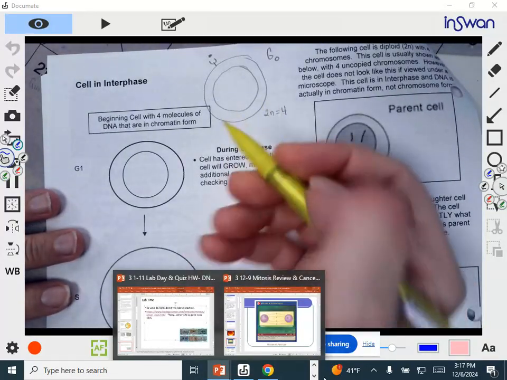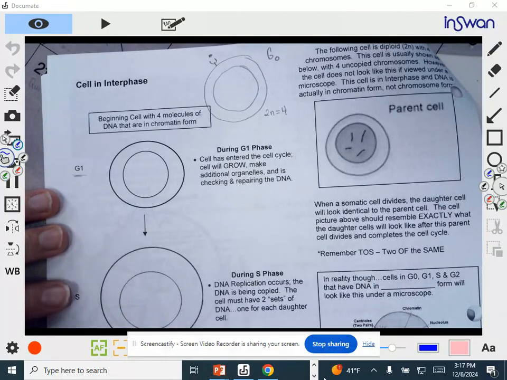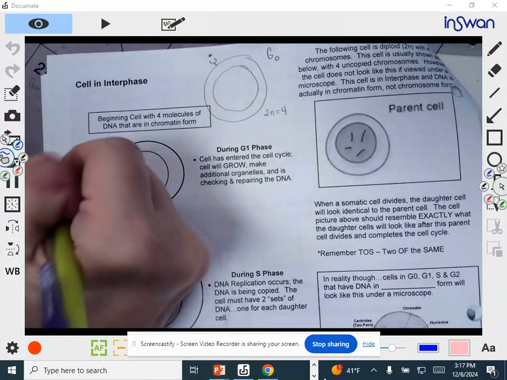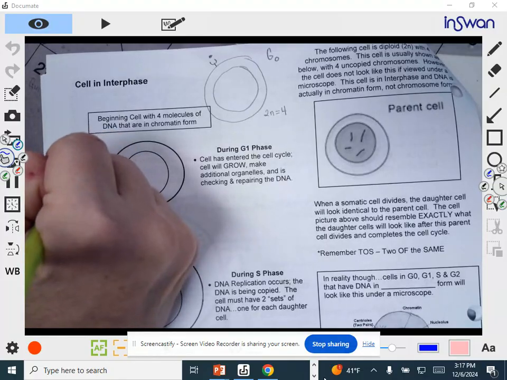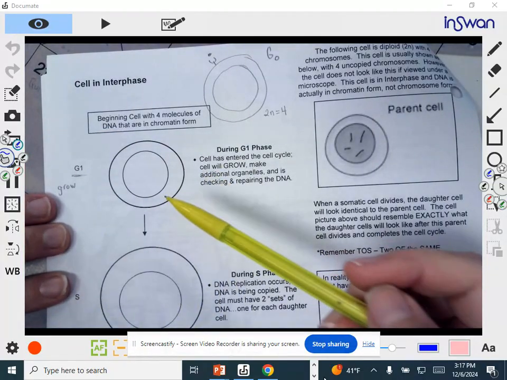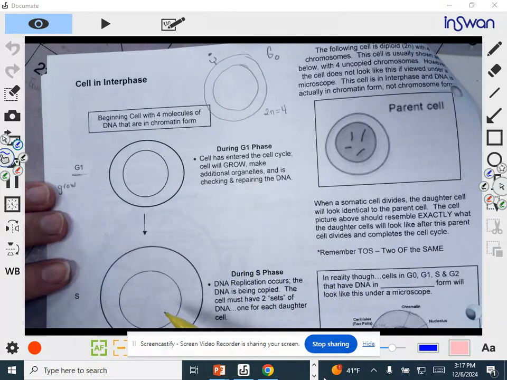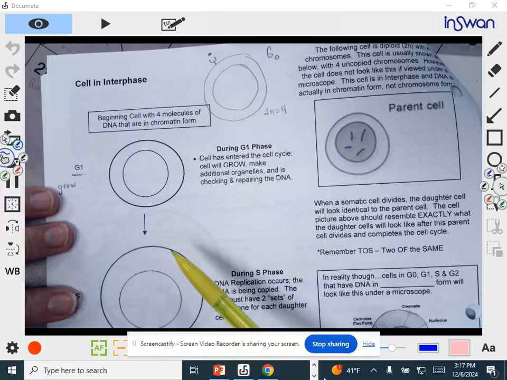So once it gets a signal to divide, we say it enters the cell cycle. So now the cell is in G1. I want you to underline G, and we're going to write grow, because that's one thing that's going to happen a lot. The cell is going to start to grow. We're going to end up splitting it into 2 cells. So this cell is going to grow.